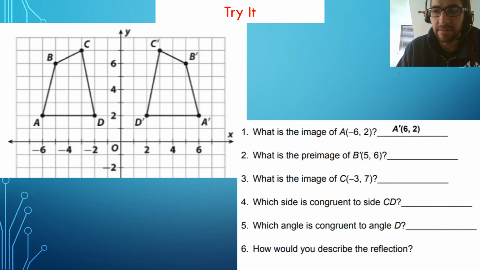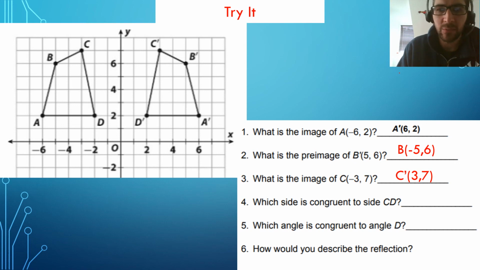If you did, you're doing well. Awesome. Question 3 asks, what is the image of C, which has ordered pair -3, 7? Did you get C prime, which has coordinates 3, 7? Fantastic. Number 4 asks us which side is congruent to CD. Now, congruent is a vocab word that we'll dive a little deeper with next week, but for now, we'll say the same size and shape.